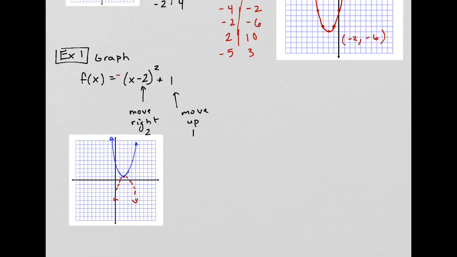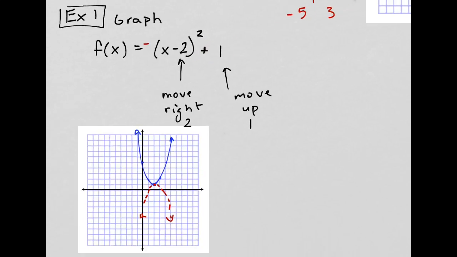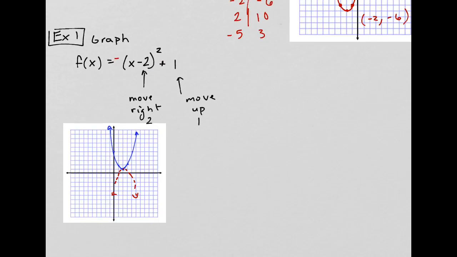Any questions? The shortcut is that you're doing the opposite of that, and you're doing the same as that. So move right 2, move up 1. So if that was +2, you would move left 2? Yep. The question was, if it was a +2 here, you would move left 2, and the answer is yes.